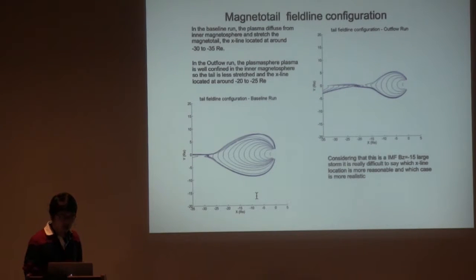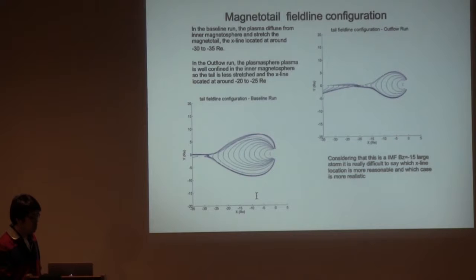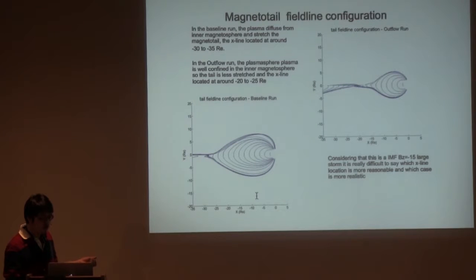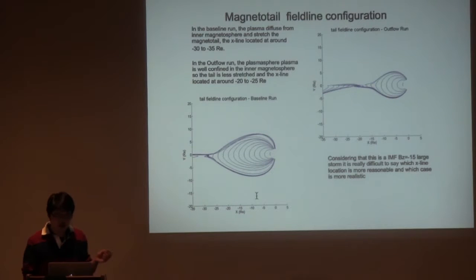Another one shows the field line tails. You can see that again in the outflow run, the X line moves earthward, and in the baseline run, it's located at around -30 RE, and in the outflow run, it's, I will say, between -20 and -25. Which one is better? It's difficult to say at this point. Please remember this is a -15 case, a really strong storm case.